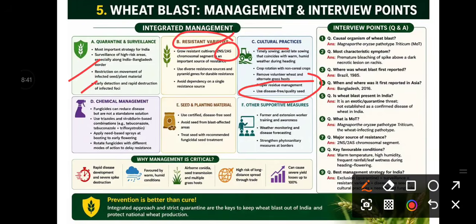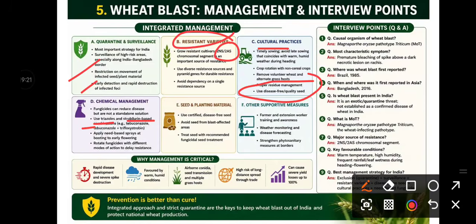Then about the chemicals. So fungicide can reduce the disease but is not a standalone solution. A combination of triazoles and strobilurins can be used, like tebuconazole plus trifloxystrobin. Very important, remember this: a combination of triazole and strobilurin based fungicide. Apply need-based spray at booting to early flowering. Then rotate the fungicide with a different mode of action to delay resistance. You can use the FRAC code to make the combination.